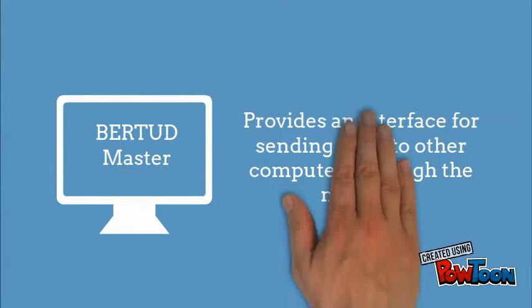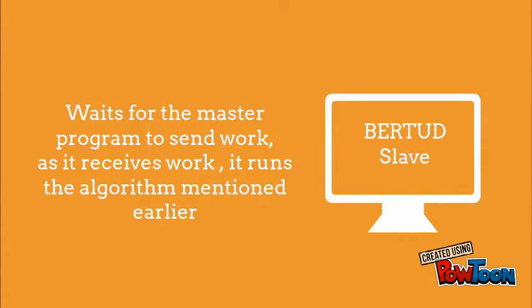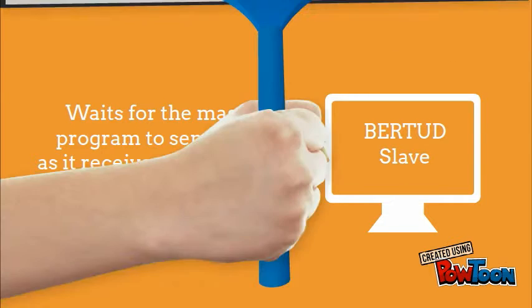Bertud has a master program which provides an interface for sending work to other computers through the network. It also has a slave program run by other computers which in turn waits for the master program to send work, and as it receives work, it runs the algorithm mentioned earlier.